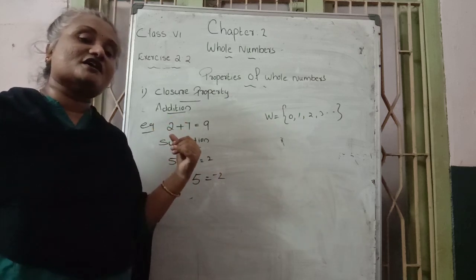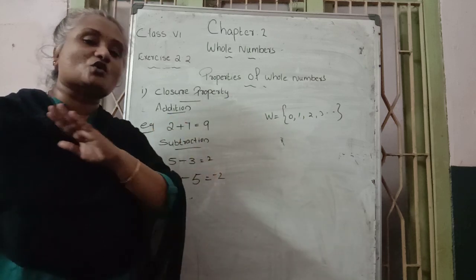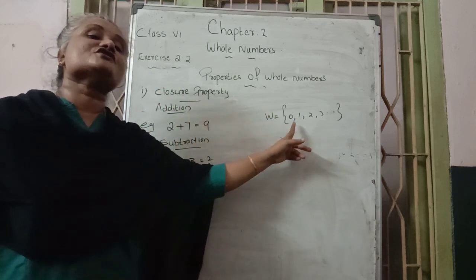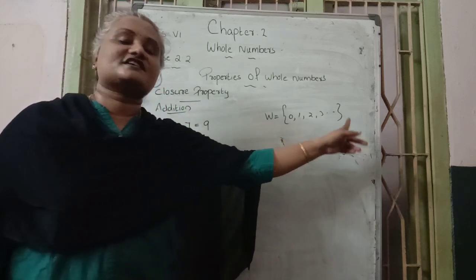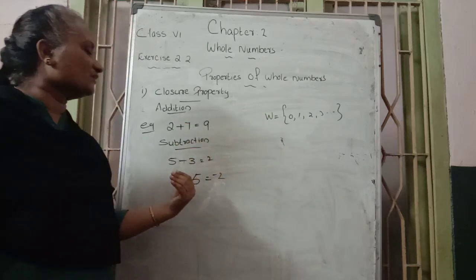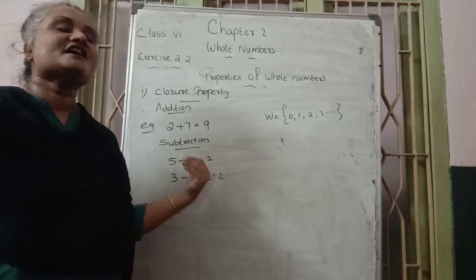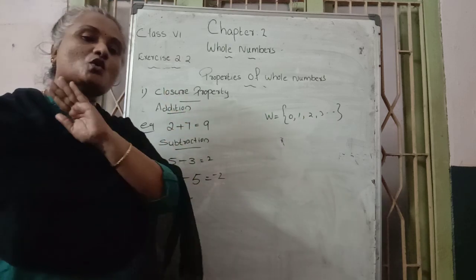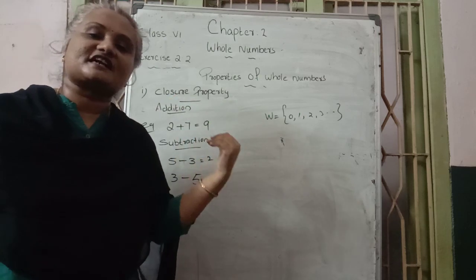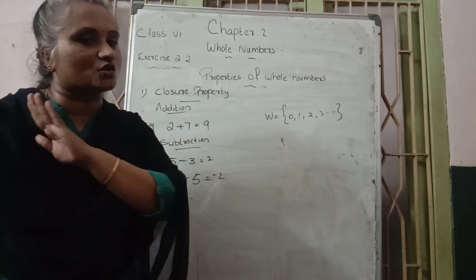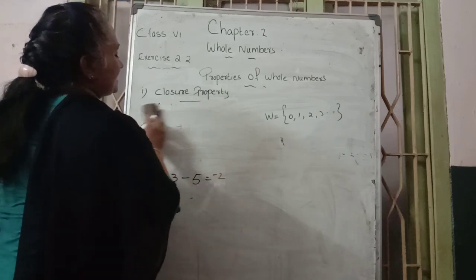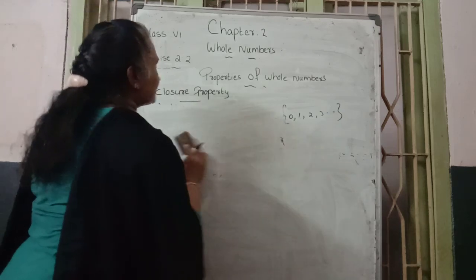That negative number is not a whole number. Whole numbers include 0, 1, 2, 3, etc. only, not negative numbers. That's why we can conclude that the closure property is not satisfied under subtraction. It is satisfied under addition only. Then the next case is multiplication.